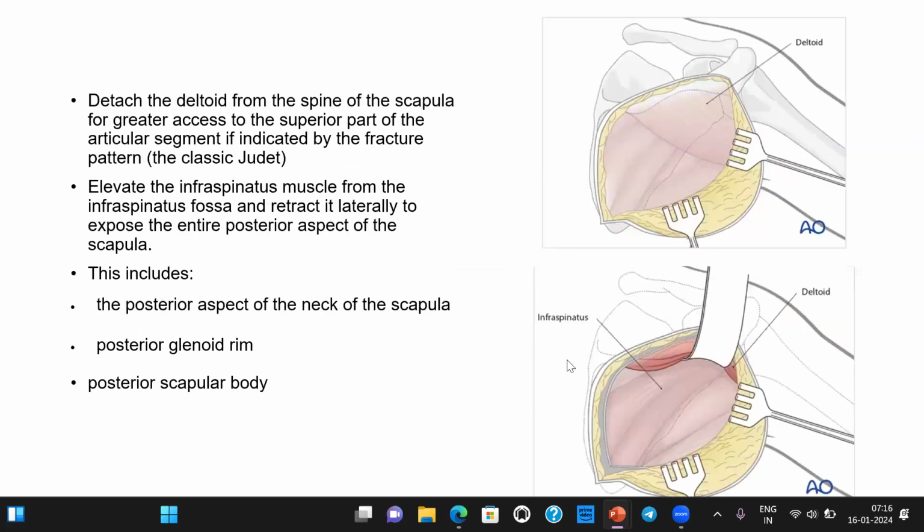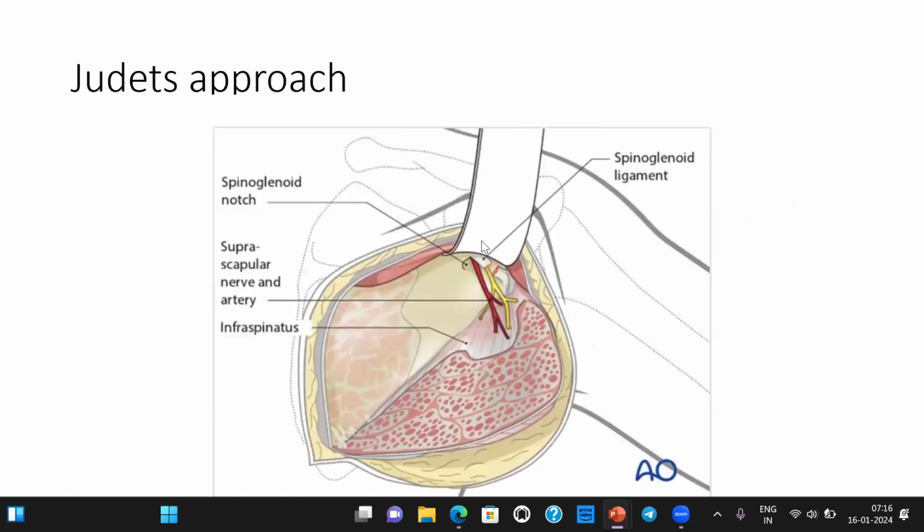So after detaching the deltoid from the spine of the scapula for access to the superior part of the articular segment, then we have to elevate the infraspinatus muscle from the infraspinatus fossa and retract it laterally to expose the entire posterior aspect of the scapula. We can visualize the posterior aspect of the neck of the scapula, posterior glenoid rim, and posterior scapular body. This is how it looks after the exposure. Here we can see the suprascapular nerve and artery coming from the suprascapular notch. The infraspinatus muscle is reflected and the deltoid is retracted superiorly.